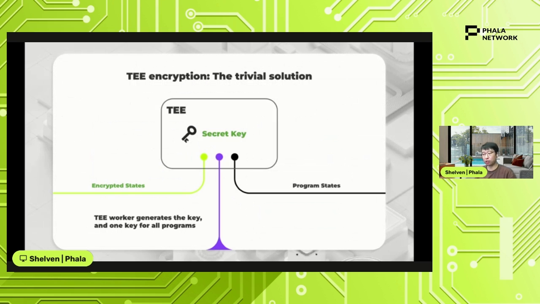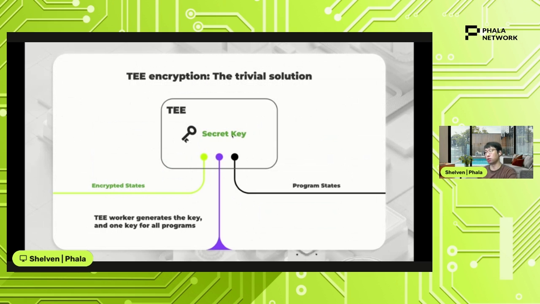I will give a high-level introduction of how these things happen. If we want to use a TEE to run some program with privacy, the very trivial solution is that we can generate a secret key directly inside the TEE. It's generated and used only inside the TEE. Unless this key is fully compromised, the outside world cannot see the secret key, so your program state is safe. But this also means that only this key is able to decrypt the states of your program and get it running.